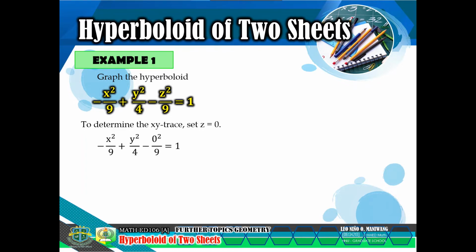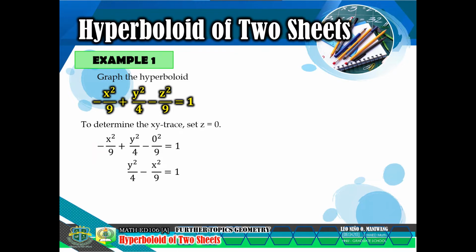So we set z equal to 0. Substituting, we have negative x squared over 9 plus y squared over 4 minus 0 squared over 9 is equal to 1. We can cancel out the z variable so that we have y squared over 4 minus x squared over 9 is equal to 1. We simply reorder such that the positive variable comes first before the negative variable.